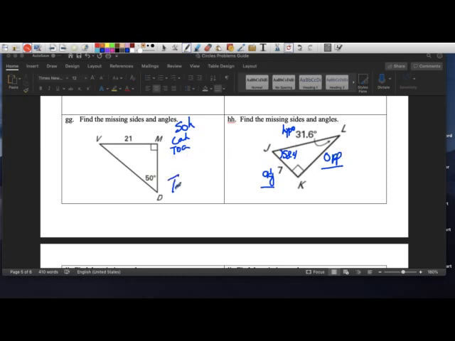So tangent of 58.4 is opposite, which I don't know, over adjacent, which is 7. Multiply both sides by 7, and the opposite side is 7 times tan 58.4. That gives us 11.38 rounded. So the opposite is 11.38.